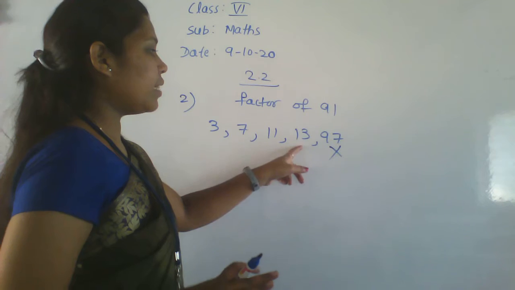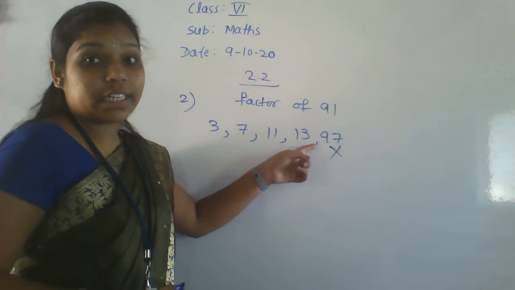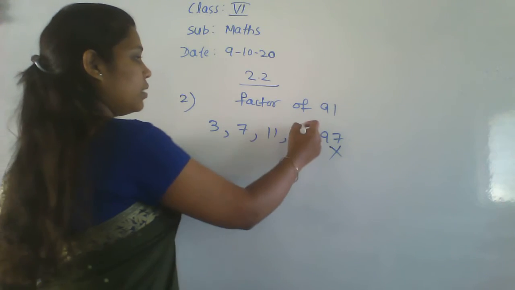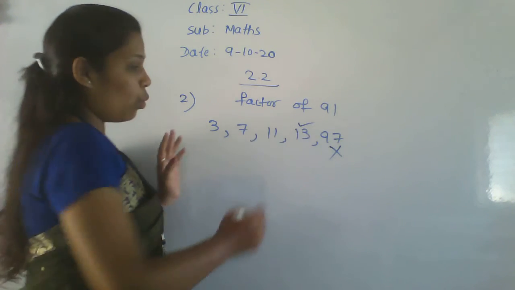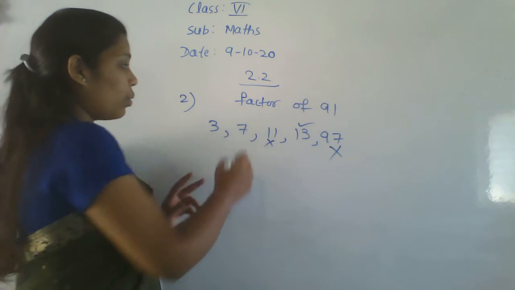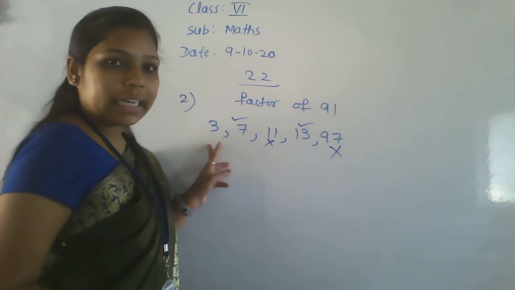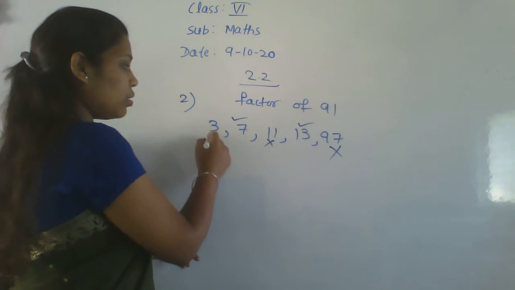Next, 13. Is 91 in the 13 table? Yes, 13 sevens are 91. So this is a factor. Next, 11. Is 91 in the 11 table? No, so it is not a factor. In the 7 table, 7 13s are 91. Okay, so this is also a factor. 3 table, no, 3 3s are 9 and 1 is left over here. So it is also not a factor.